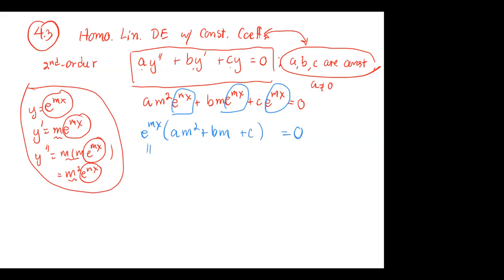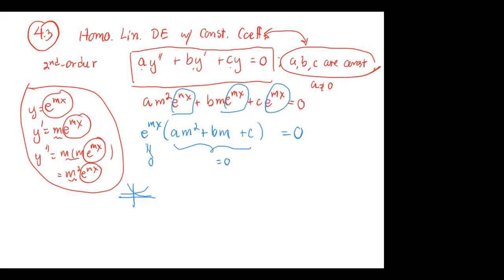The left side equals 0, which means each factor must be 0. But by the nature of the exponential, it is never 0. The exponential graph, either increasing or decreasing, never touches 0 unless you have a transformation. But this time we are talking about the basic exponential function. Since the exponential is not 0, it forces am squared plus bm plus c to be 0. That's how we can find the solution m, okay?